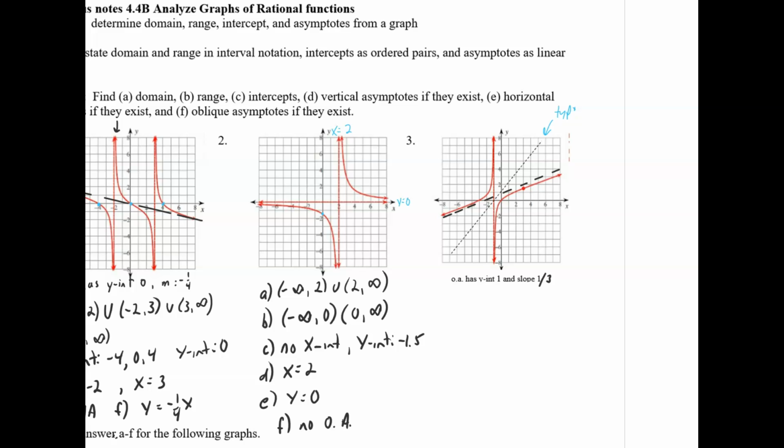So we're going to go with the one that's drawn in there, and the statement underneath that says that it has a y-intercept of 1 and a slope of 1/3. And going with that information, go ahead and pause the video and try to answer these questions.